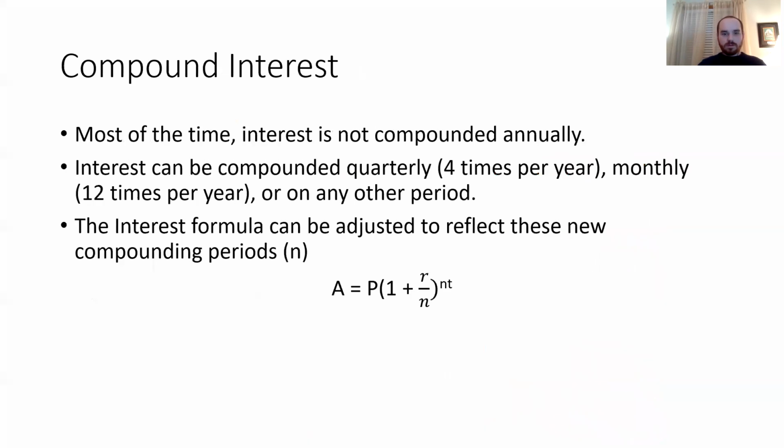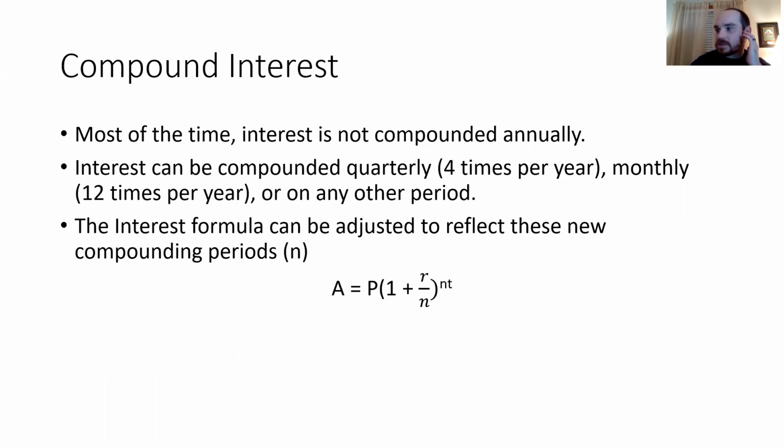Now, real interest isn't usually that simple. Most of the time, interest is not compounded annually. Interest is often compounded quarterly, which means it's done 4 times a year, or monthly, which is 12 times per year. Those are the two most common, but it can be on any other period. We're going to talk about one other period in just a little bit, but in general, quarterly and monthly are the 2 ones you're going to see the most.